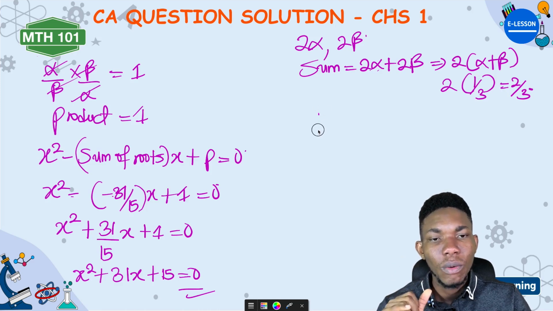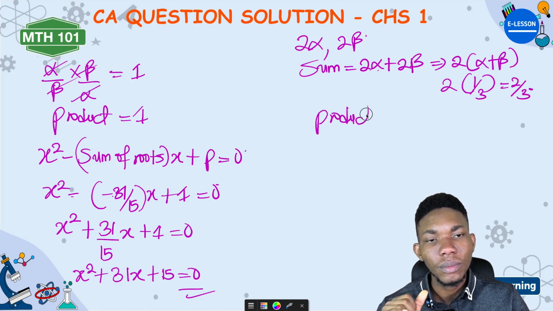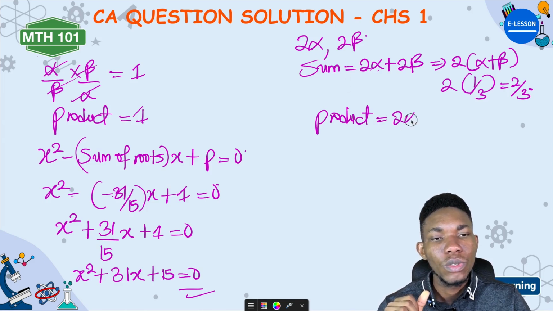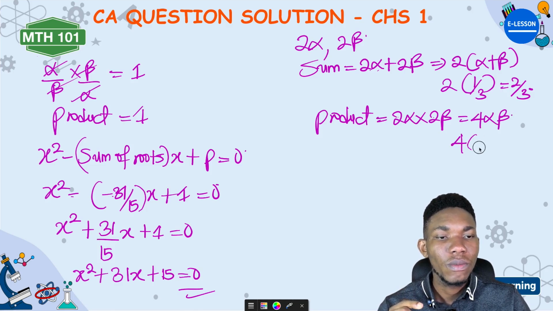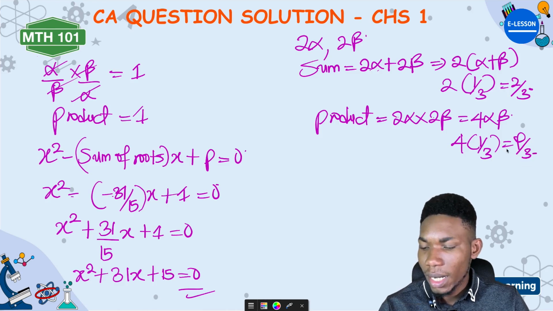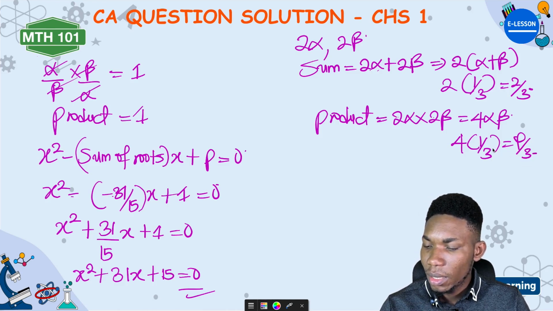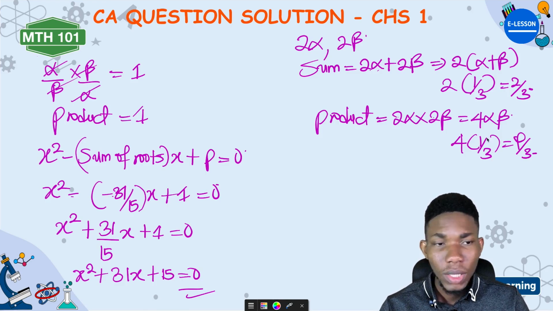Is that okay? Now what will be the product now? Just multiply them. 2 alpha times 2 beta. 2 times 2 is 4, so we have 4 alpha beta. What is our alpha beta? Of course, it's 1 over 3. So this gives us 4 bracket 1 over 3, which is 4 over 3. Is that okay? So, okay, no. Alpha beta is minus 5 over 3.